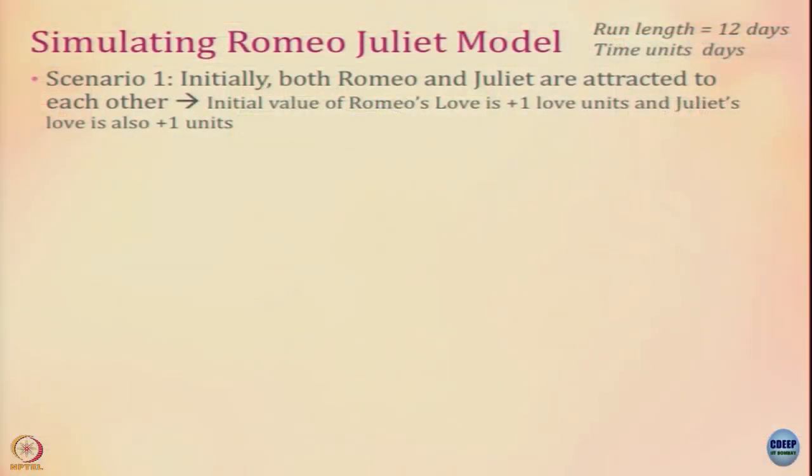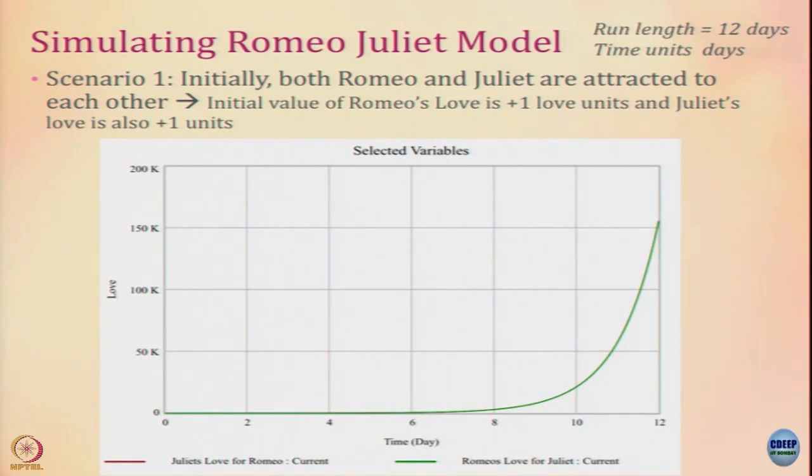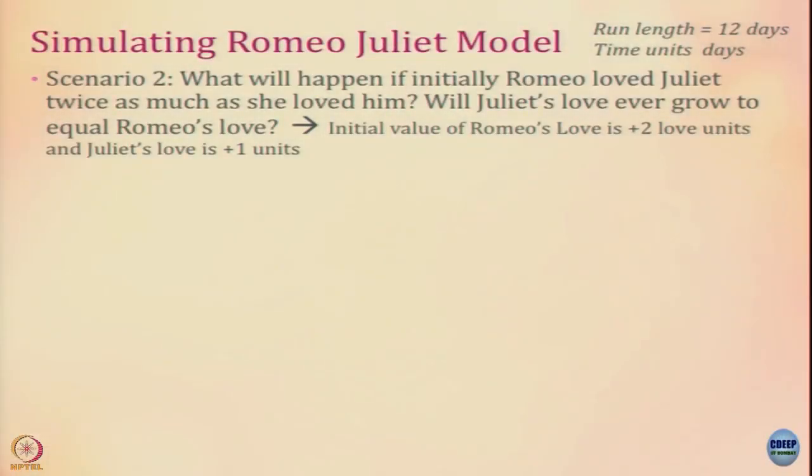Let us take this case as we just saw. Initially, both Romeo and Juliet are attracted to each other. So, we just do that by setting the initial value of Romeo's love to plus 1 and Juliet's love is also plus 1 units initially. And we have seen this exact same behavior, exponential growth, and we trace the feedback, so it has to be a positive feedback loop, because the reaction is positive. So whatever amount of love units, you are just multiplying it by plus 1, so the direction of change is still positive.